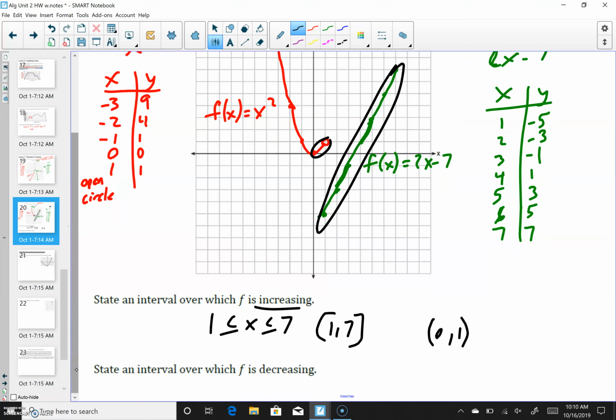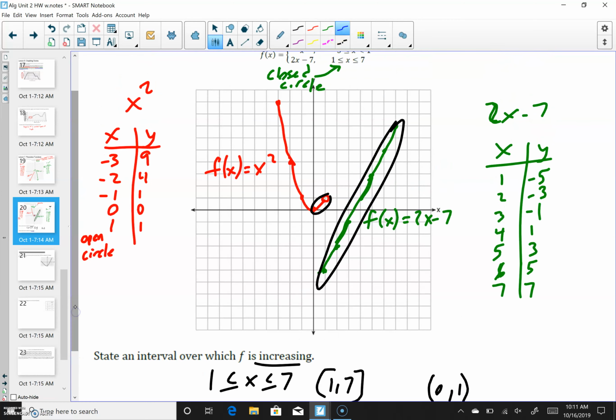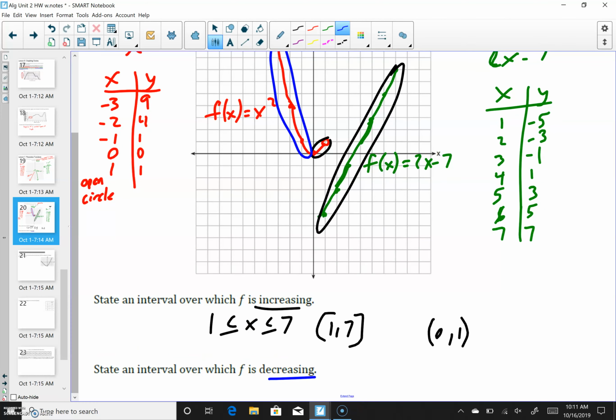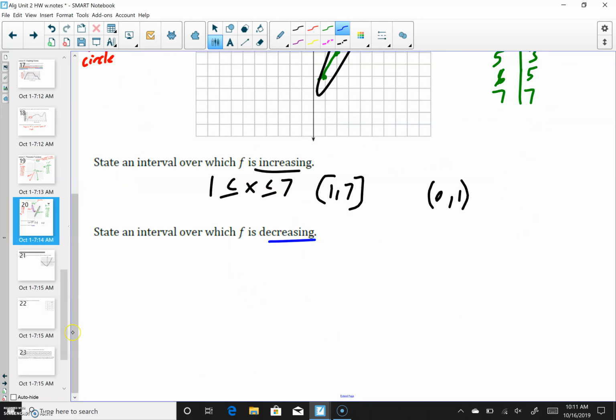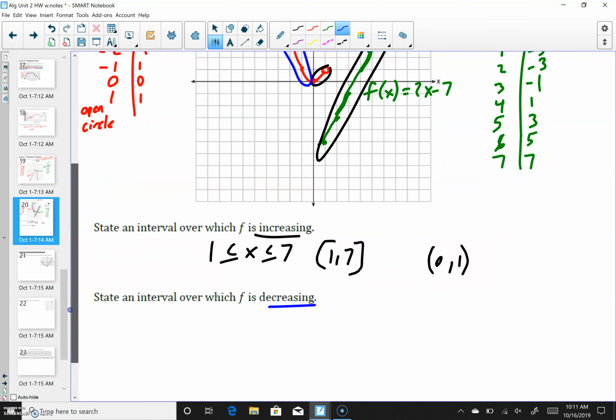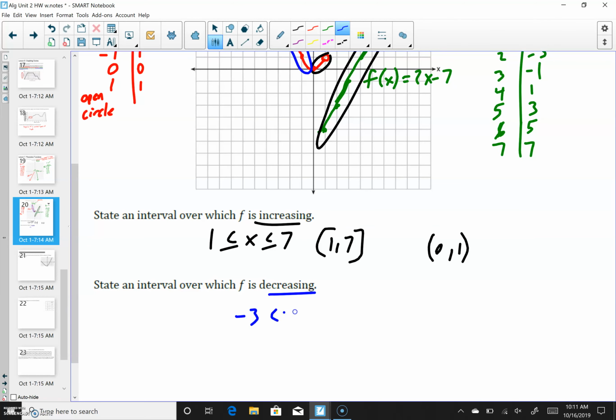Then we want to state an interval over which f is decreasing. Well, there's only one area for that, and that is the beginning part of our parabola. It starts to decrease when x is negative 3, and it stops decreasing when x is 0. So parenthesis negative 3, comma 0, close parenthesis. So that's how you graph piecewise functions and get some of our information pieces from each of them.